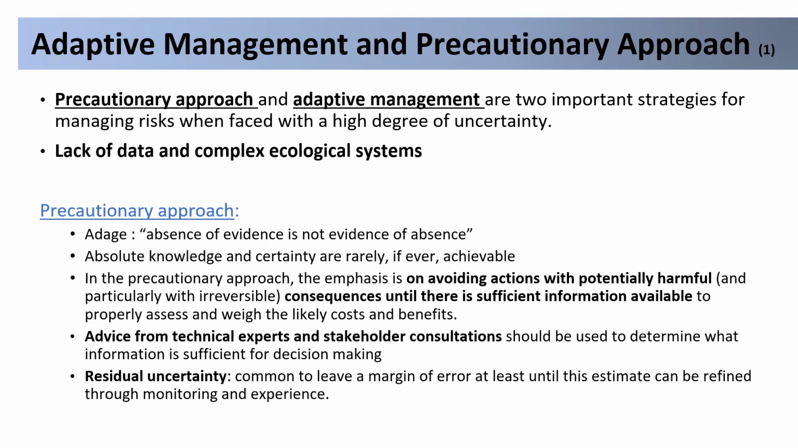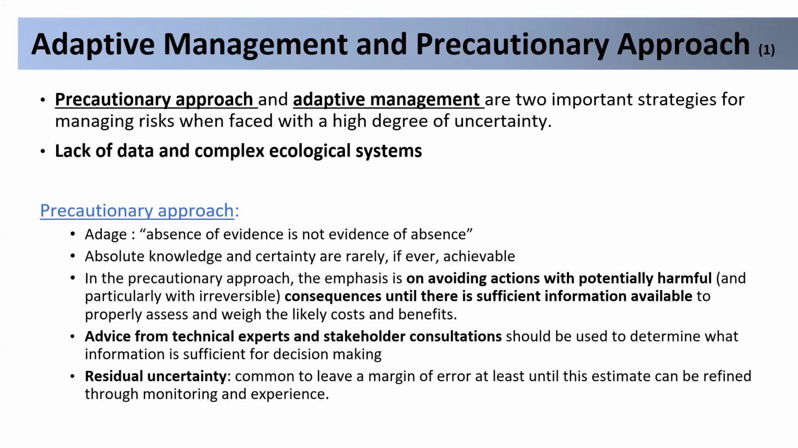These two are actually mechanisms and strategies for managing risk when faced with a high degree of uncertainty. And to be honest, wherever we work with the biodiversity of habitats, you will never have enough information. You will never have enough data. There will always be a potential to have even more baseline study, etc. So at one point in project preparation, you need to decide what is enough to proceed with the decision.